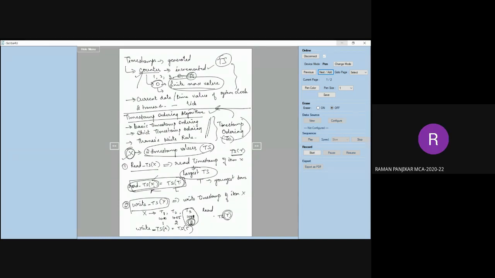Ma'am, the write operation cannot be done simultaneously. It will be done by only one transaction at a time. See, what will happen is the timestamp is assigned, but they will have to wait. They would not be doing it simultaneously. Reads can happen simultaneously, but in write, it will not happen simultaneously.